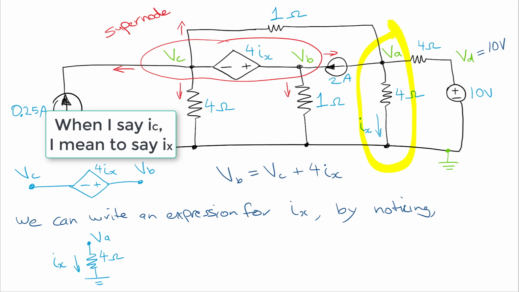So we have VA at the top, and we have the IC current flowing through the 4 ohm resistor to ground. Now we can use Ohm's law to write an equation for this, and that equation is going to look like this. That current IC is going to be equal to VA divided by 4 ohms.